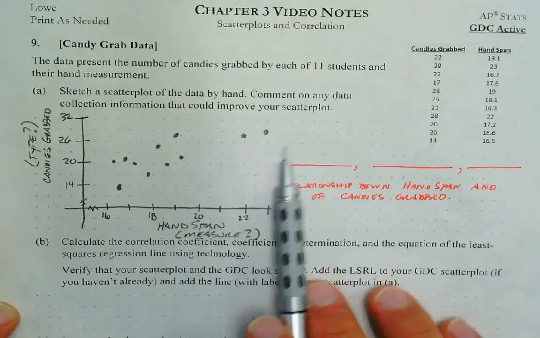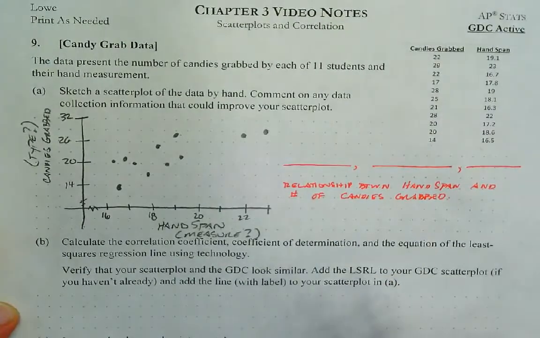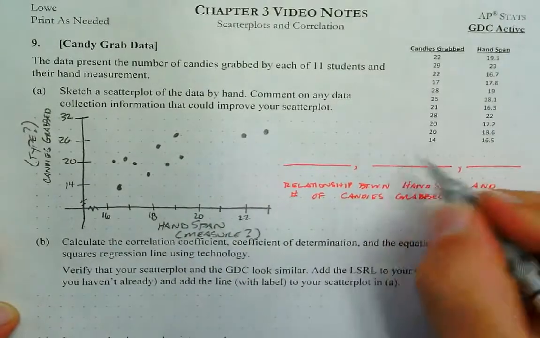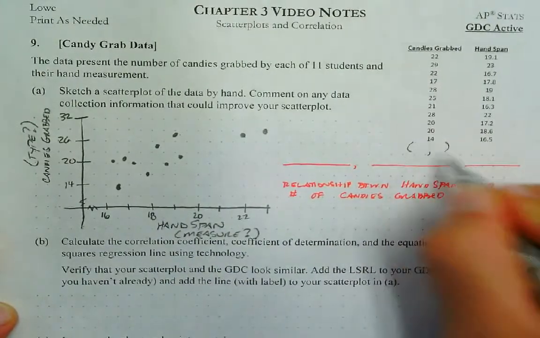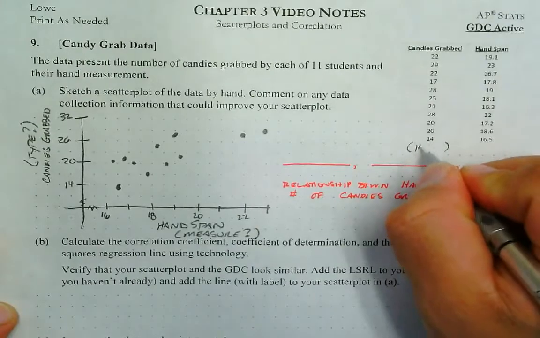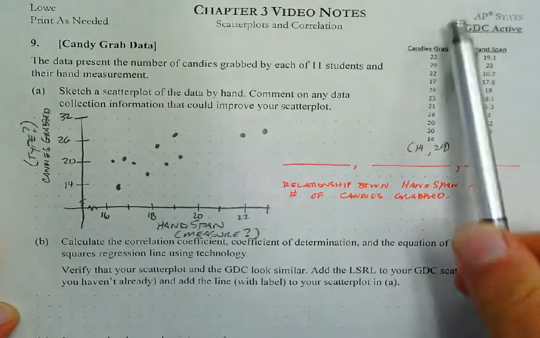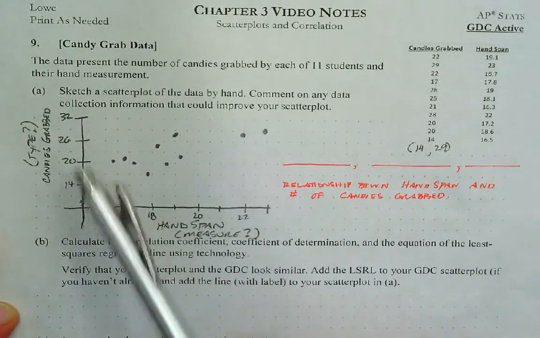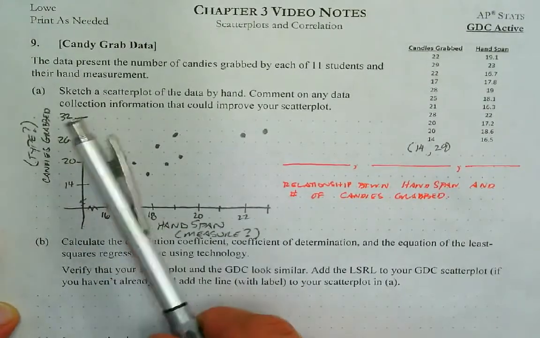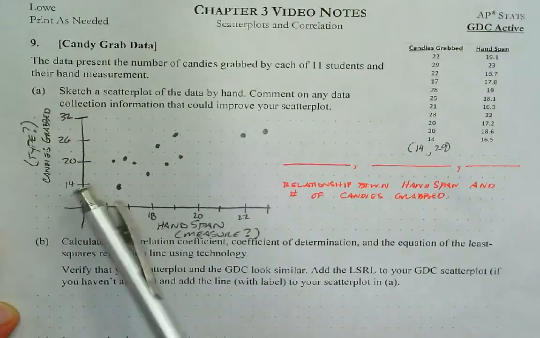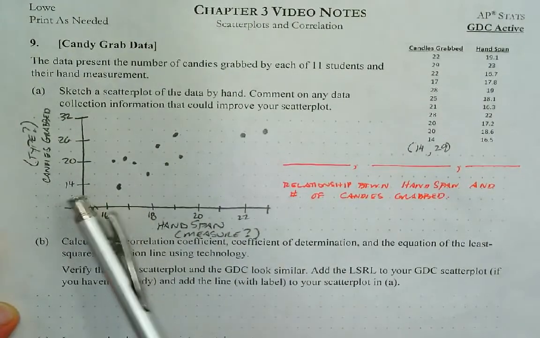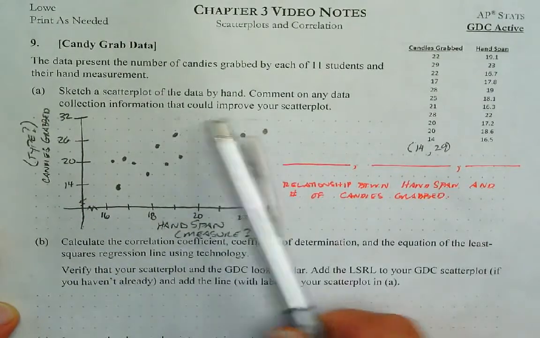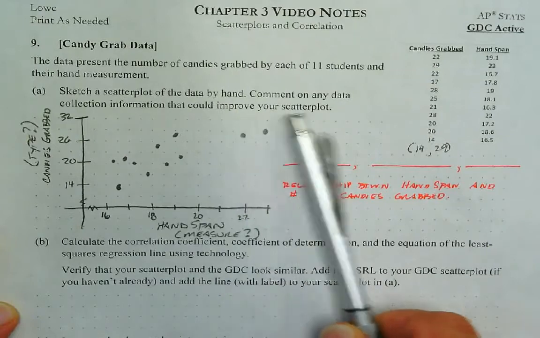And really, when we're drawing a scatter plot, we should also talk about the relationship that we see. So I've drawn the scatter plot here, and one of the things that I did to help me draw it was first identify on the candies grabbed my minimum and my maximum value, so I could set up my scale to make sure I saw the minimum and included the maximum. On these scatter plots, it is okay to break the axes. It is important that we label the axes. And of course, the comment on collection information that could have been improved.